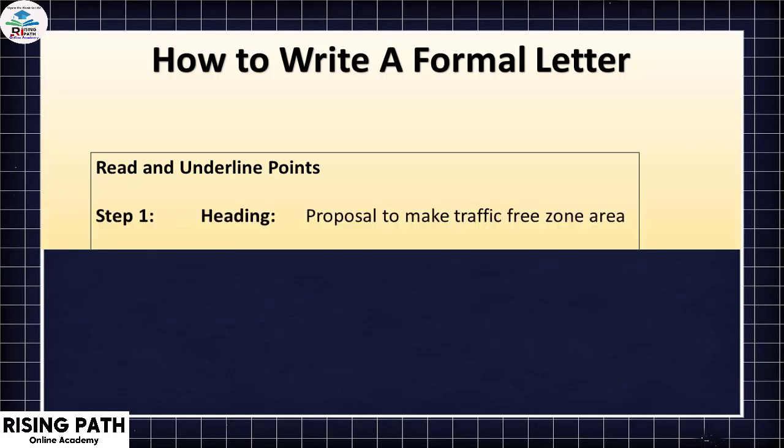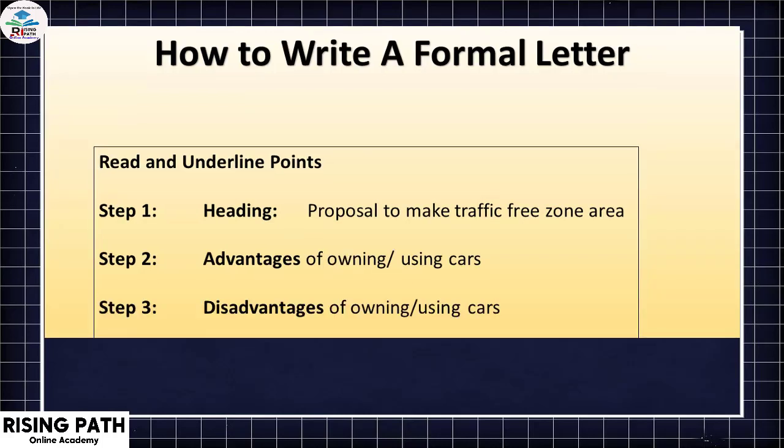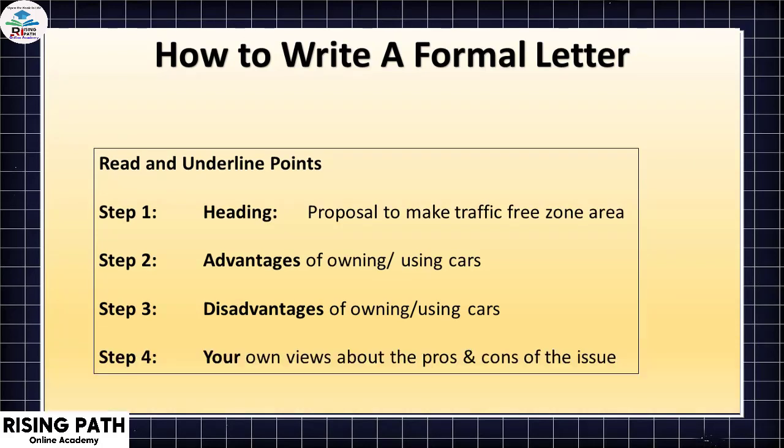Step number 1 is we are going to give a heading of the question, that is proposal to make traffic free zone area. Step number 2 is we are going to read and underline the advantages of owning or using cars. Step number 3 is disadvantages of owning or using cars, of course from both the texts. Step number 4 is your own views about the pros and cons of this issue.